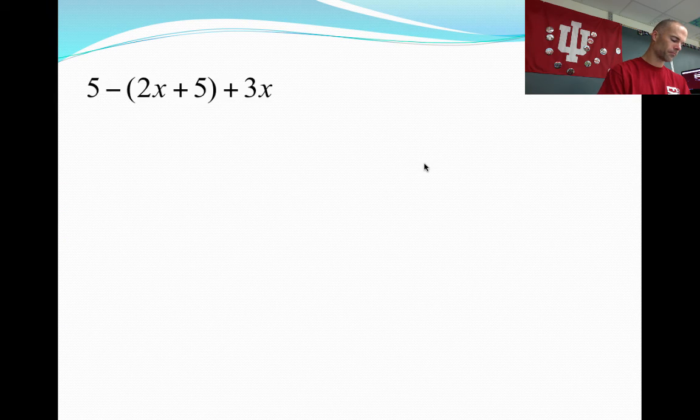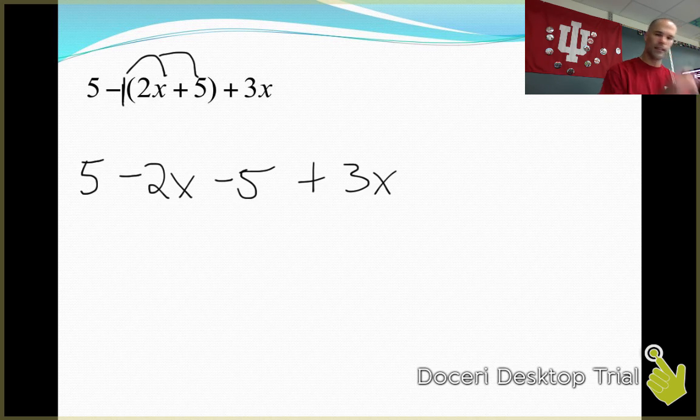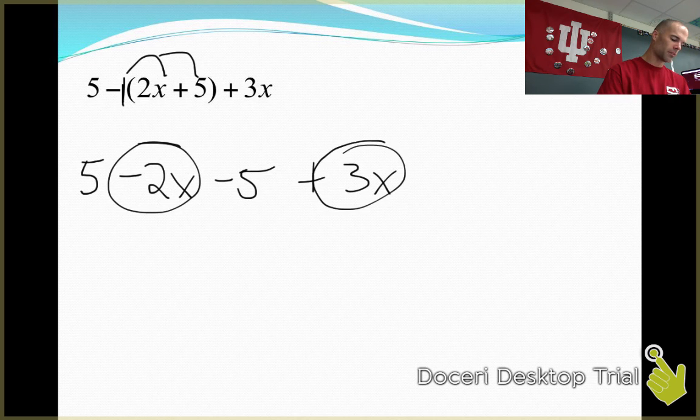Again, we have to distribute the negative. Now this 5 is by itself, so this 5 is a constant, and remember I told you this is technically a negative 1. So this is negative 1 times 2x, which would give you a negative 2x. That'd give you a negative 5, and then we have our positive 3x at the end. Now we combine our like terms. So a negative 2x plus 3x gives you 1x. 5 minus 5 is 0, so my answer is just 1x.